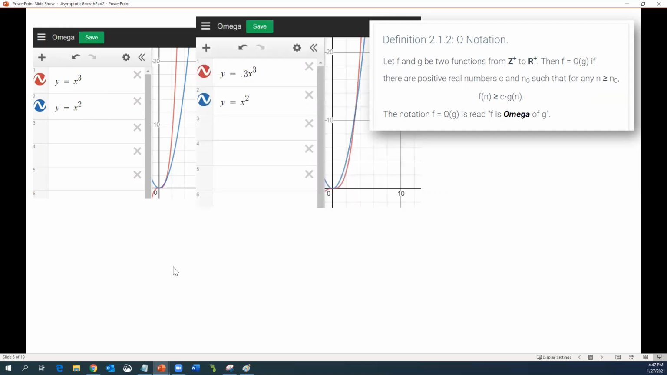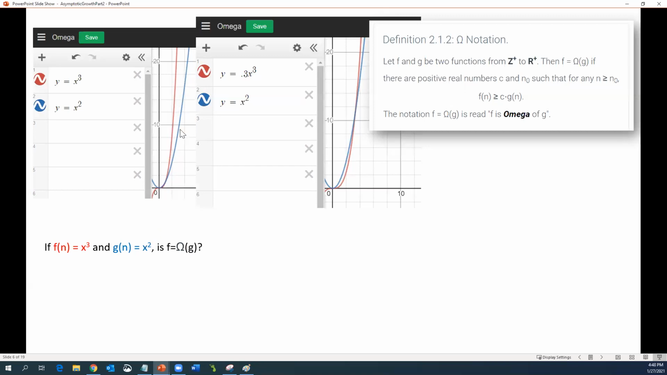And I might want to ask, if f is the red one and g is the blue one, is f omega of g? So I'd look at that and ask, can I find a constant so that that constant times g is always less than f?